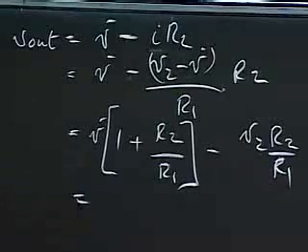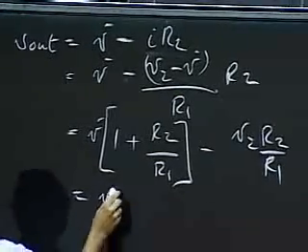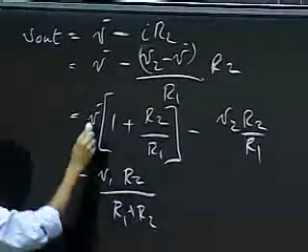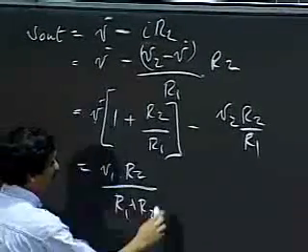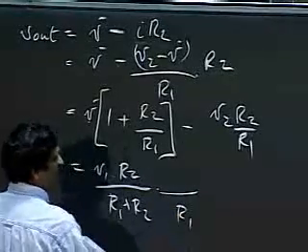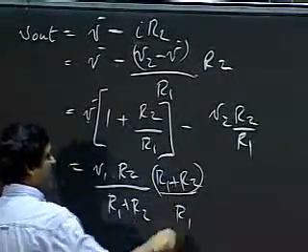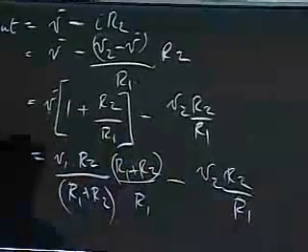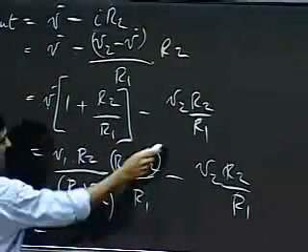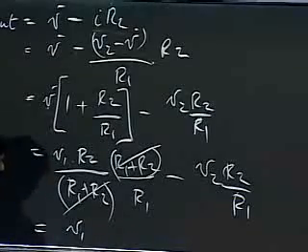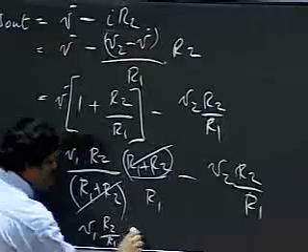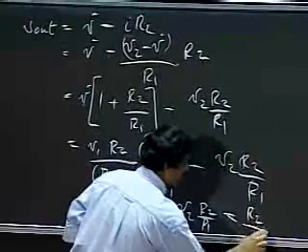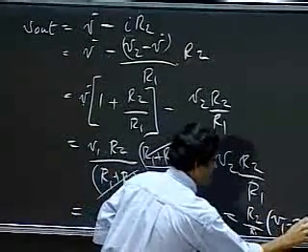Now let me go ahead and substitute for V minus, and that is simply V1 R2 divided by R1 plus R2. That's V minus. And this character here is simplified to be R1 over R1 plus R2, minus V2 R2 divided by R1. So what do we get? I cancel these two out, and what I end up with is V1 R2 divided by R1, minus V2 R2 divided by R1, which is simply R2 divided by R1 times V1 minus V2.